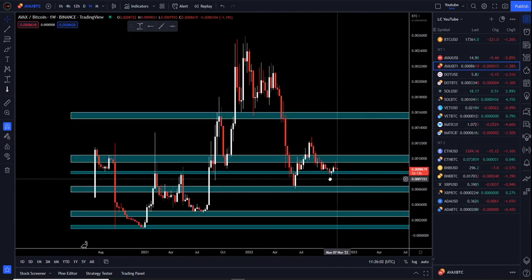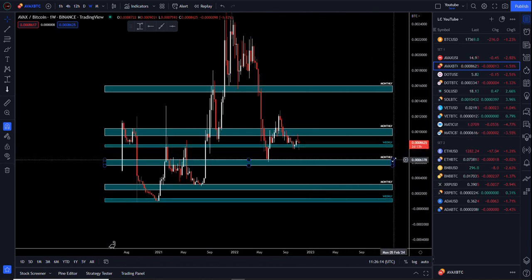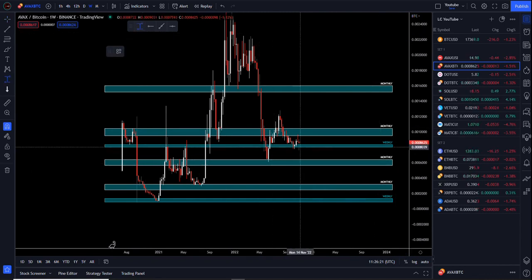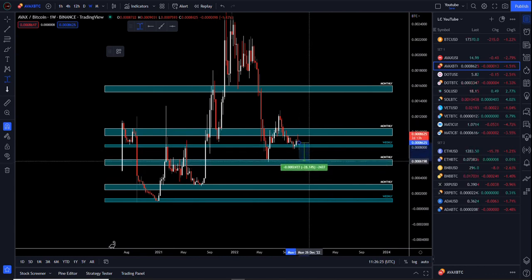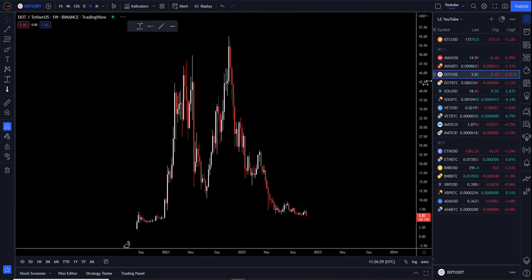AVAX BTC, as you can see, we've had a nice little bounce off this weekly support we marked out between about 8,500 sats and 8,000 sats. Nice little bounce so far. Again though, should this level break, we're probably going to see it come down to this next zone between about 6,500 sats and 5,500 sats. Quick little percentage drop. You're looking at anywhere between sort of 25 and 35% drop there if that happens.